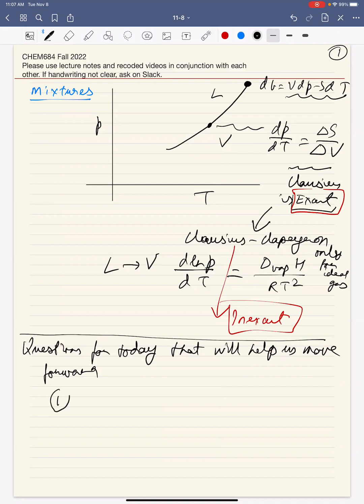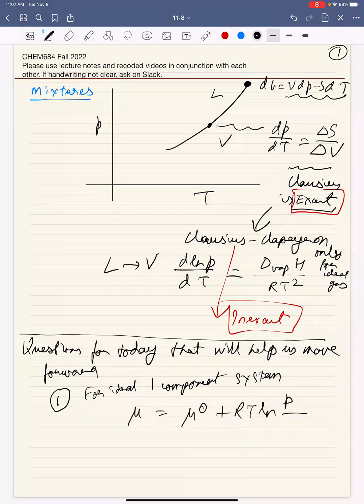First, I want someone to help me derive this equation. For an ideal one-component system, mu, the chemical potential, is equal to mu naught plus RT ln P by P naught. Who wants to help me with this? How do we get this equation? They've all seen it. Did we do it for free energy? So tell me step by step. So let me draw, Omar.